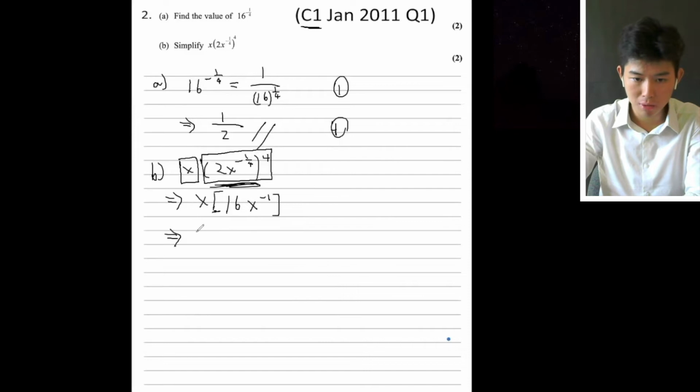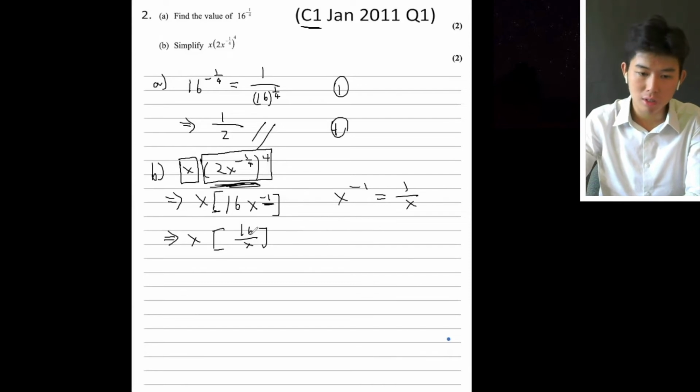And next step would be x times 16 over x, because this one is a negative value, negative 1, as x to the power of minus 1 would be equals to 1 over x. So 1 over x times 16 would be equals to 16 over x. And the final answer would be x divided by x would be 1. So the final answer would be 16.